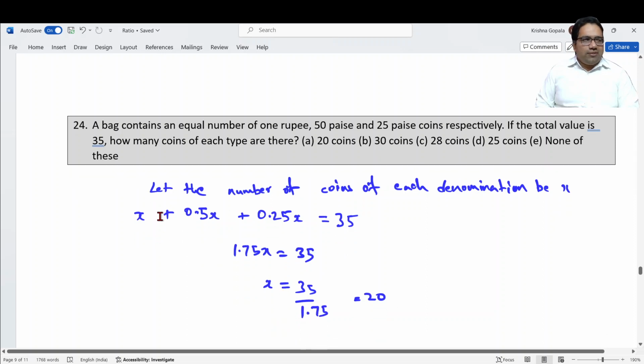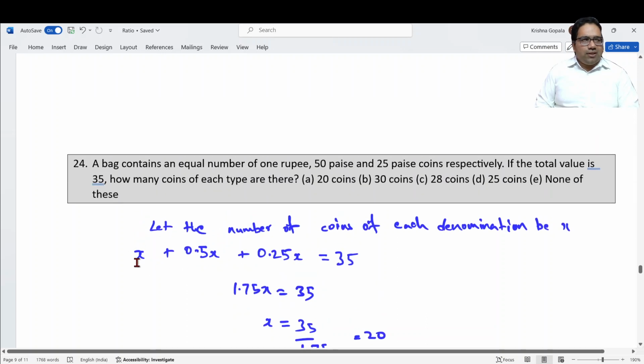So, what is the equation? X plus, for each x into 1, that means for x coins there will be x rupees. Plus x coins of 50 paise. What will be the number of rupees? 0.5 into x. Right? And x number of 25 paisa coins. What does that mean? How many rupees? 0.25 into x, right? 1 by 4 into x. Here 1 by 2 into x.